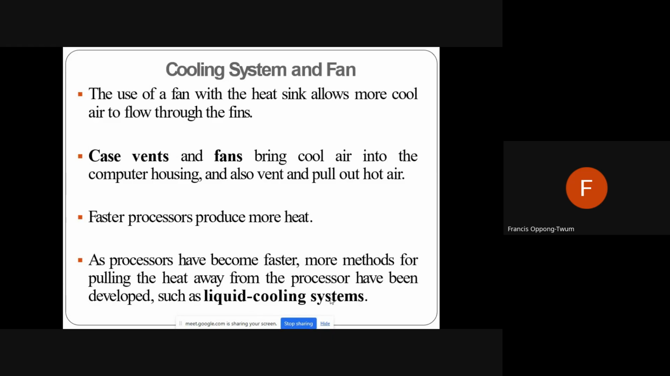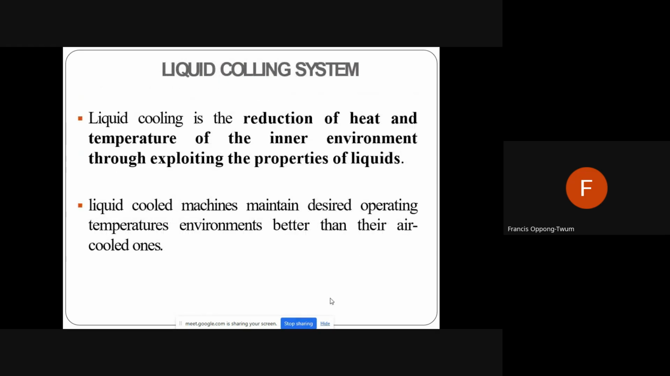What is the liquid cooling system? The liquid cooling system is the reduction of heat and temperature of the inner environment through exploiting the properties of liquid. Now most computers have moved from the use of fans and vents to this liquid cooling system, and liquid cooled machines maintain desired operating temperatures better than the air cooled ones.